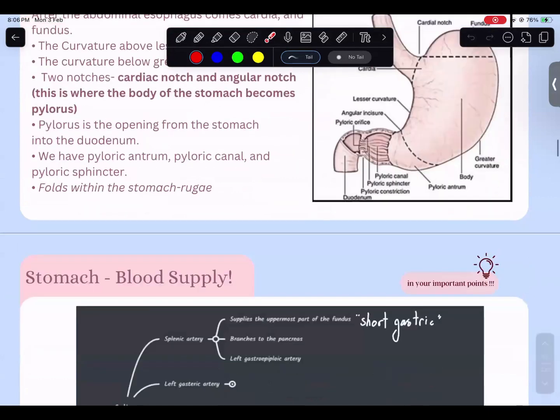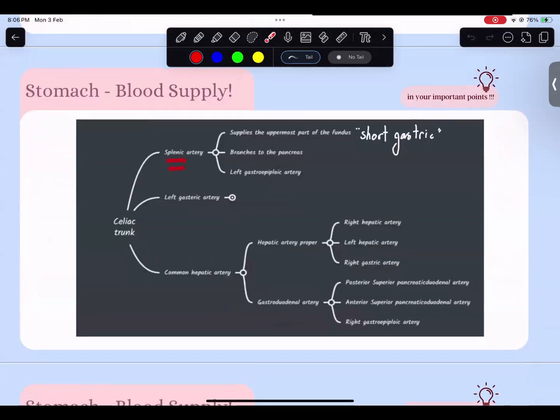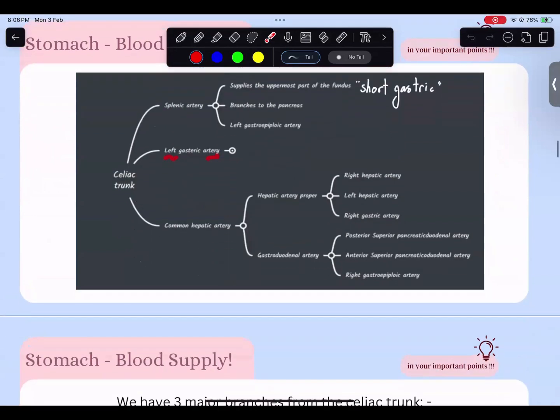So basically, the 2 major arteries we receive from the splenic artery are the short gastric artery and the left gastroepiploic artery. And then you also have the left gastric artery, which, as we said, goes and supplies the lesser curvature. Talking about the common hepatic artery, from the name, it's for the liver, but it further divides into the hepatic artery proper and the gastroduodenal artery. The gastroduodenal is what we need.